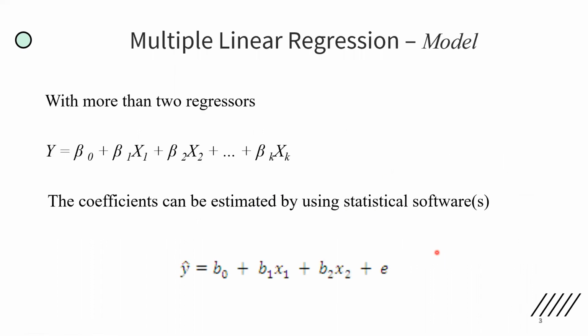And the model for multiple regression is like this: Y is equal to beta naught plus b1 x1 plus b2 x2, and this continues until we add that many regressors. The model for the sample is y hat is equal to b naught plus b1 x1 plus b2 x2, if we have only two variables, plus the error term, because we are not accounting for the effect of all the variables which are affecting the dependent variable.